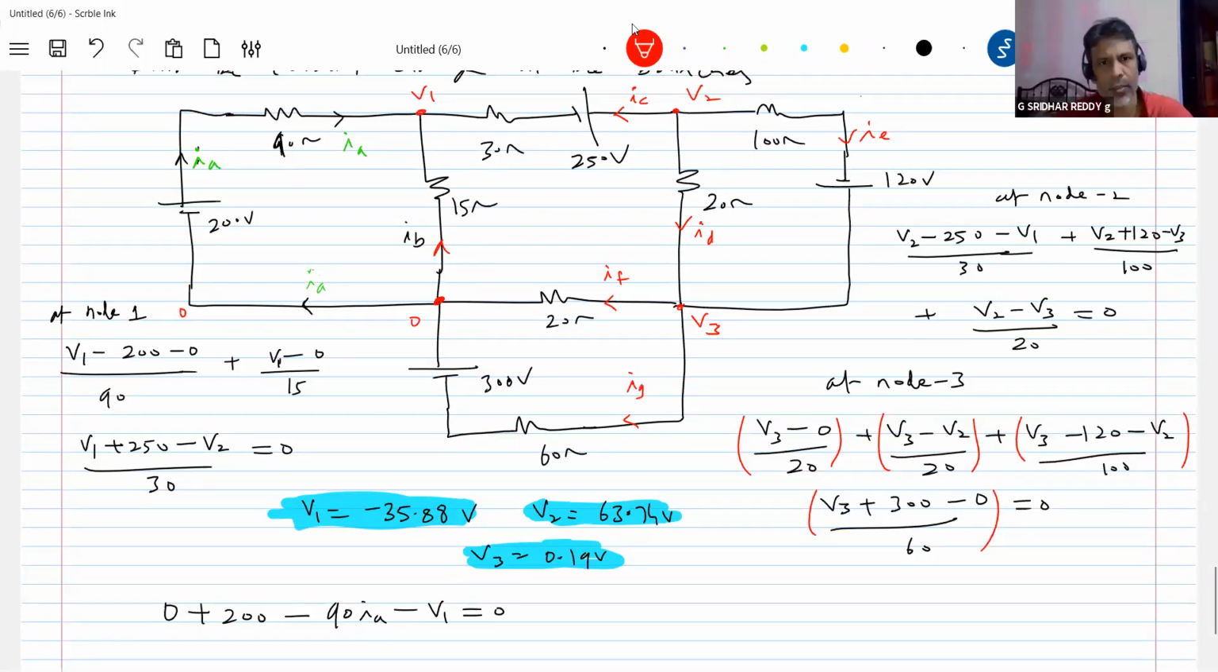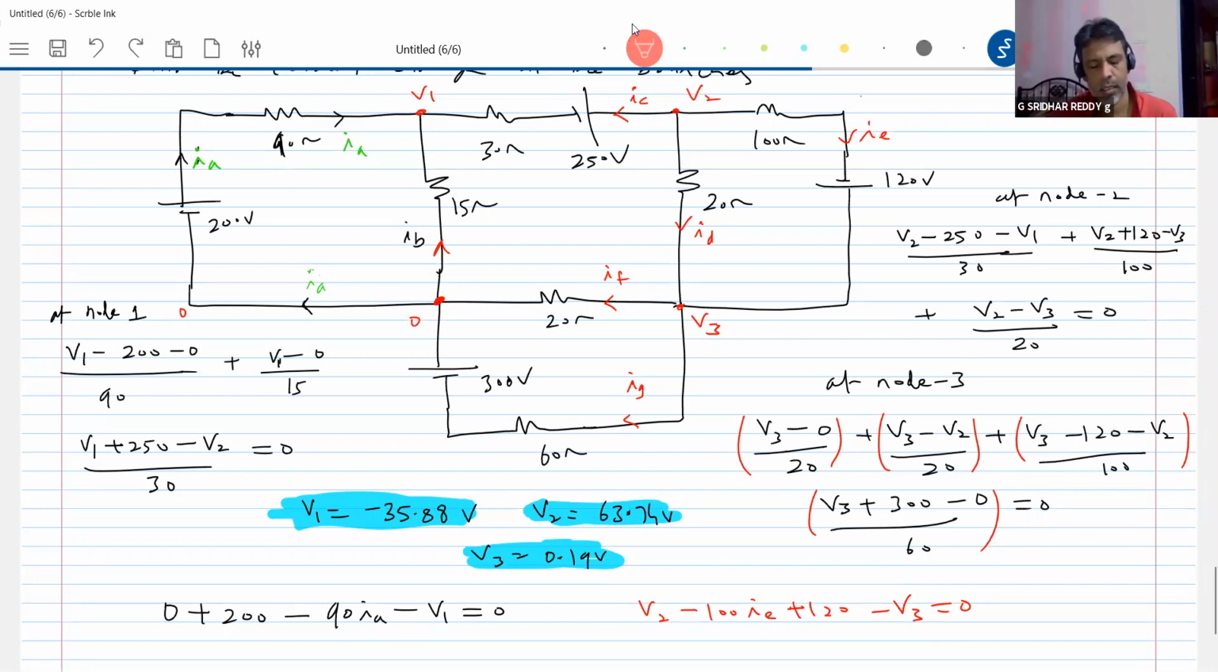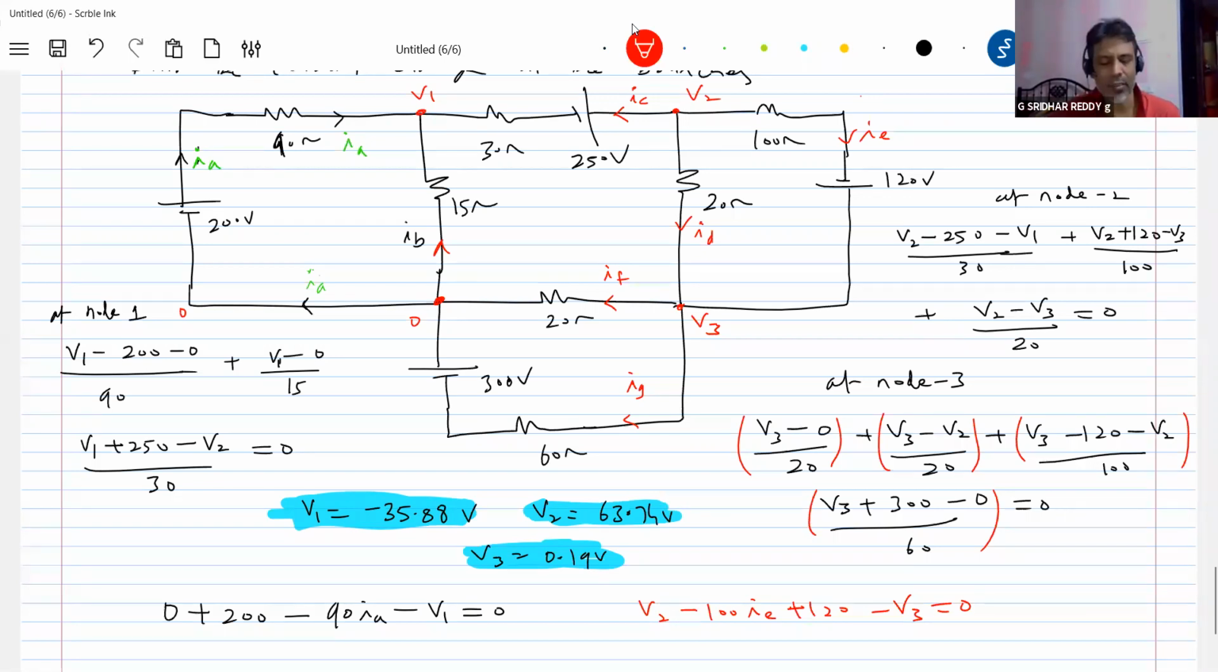Is that okay? So I'll show one more, something for this branch. This will be V2 minus 100 IE plus 120 minus V3 equals 0. Substitute V2, V3 with sign, you get IE. So if they give earthing in the problem, what to do? It's good, no? Directly you are going to assume zero potential and move forward.